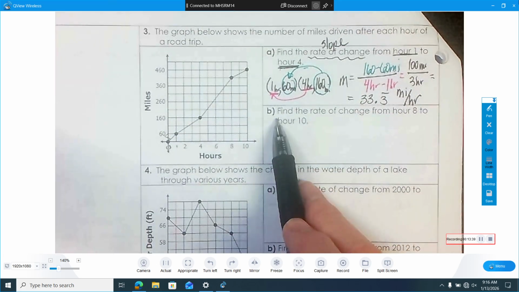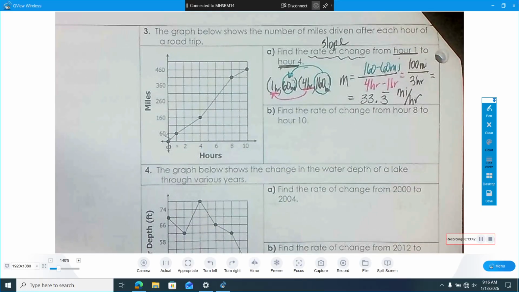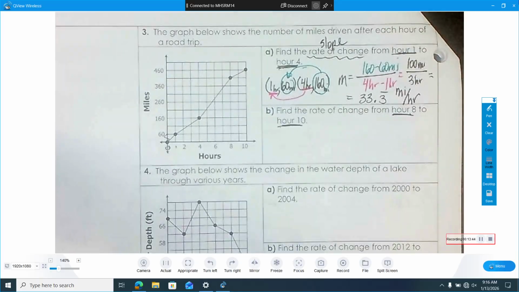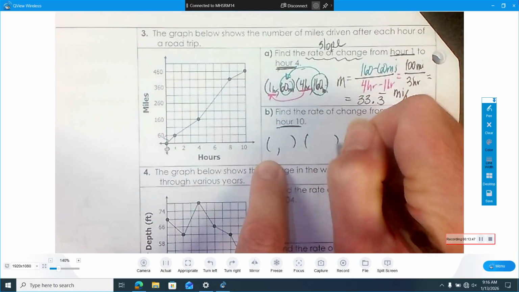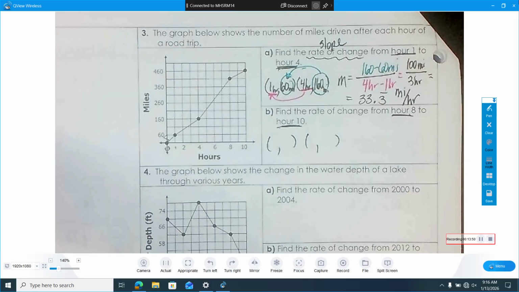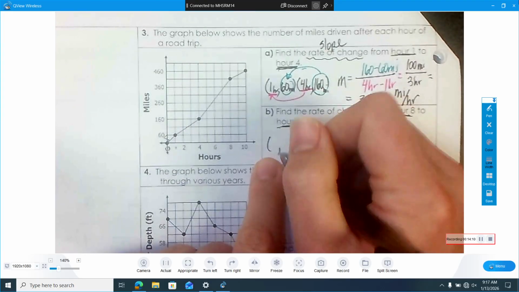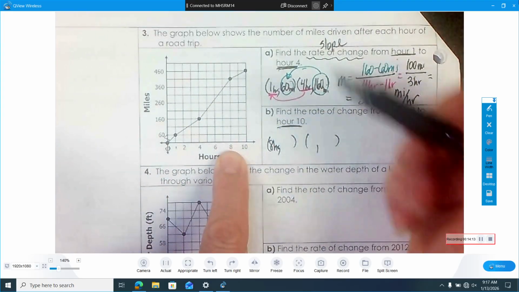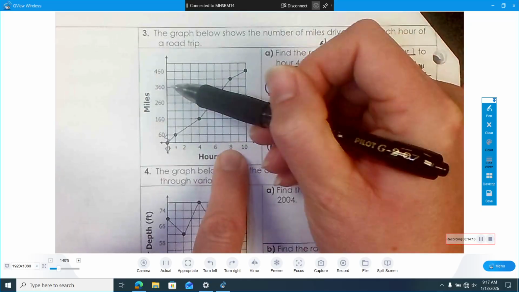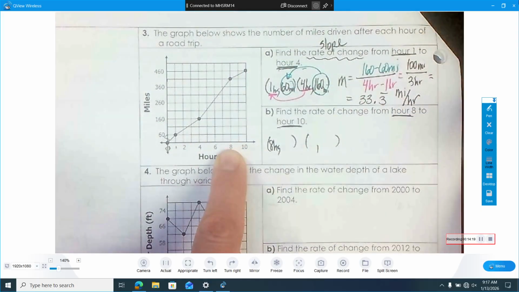Let's look at letter B. Find the rate of change from hour 8 to hour 10. What are my 2 ordered pairs? Boy, this one requires some figuring out, yeah? Let's see. So I want hour 8. So hour 8 is right here. I need to figure out what that ordered pair is. How high is that? I don't really know. How can we figure that out?